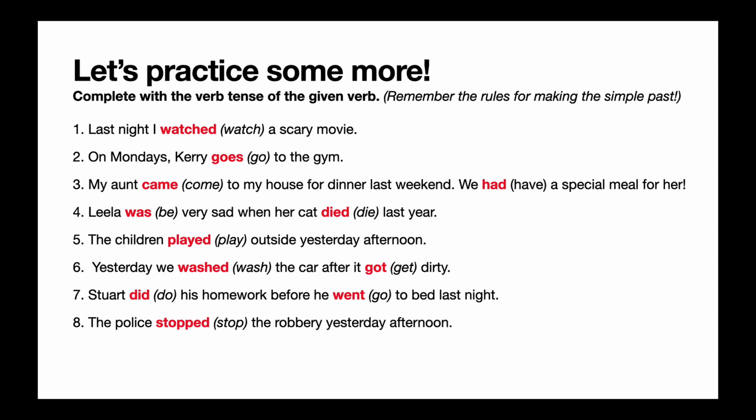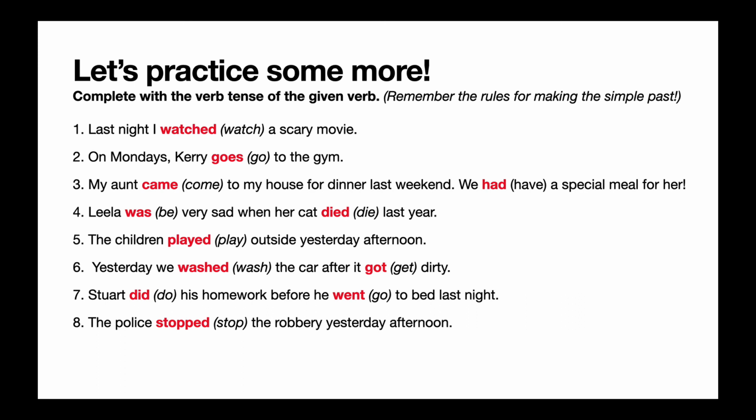Number 3, my aunt came to my house for dinner last weekend. So this is the past tense of come, which is irregular, came. And then the second part, have, is also irregular. We need to say had, which is the past of have. Number 4, remember that be is one of our very irregular verbs. We would say Leela was very sad when her cat died last year. So because die is a regular verb that ends in an E, we just add D.